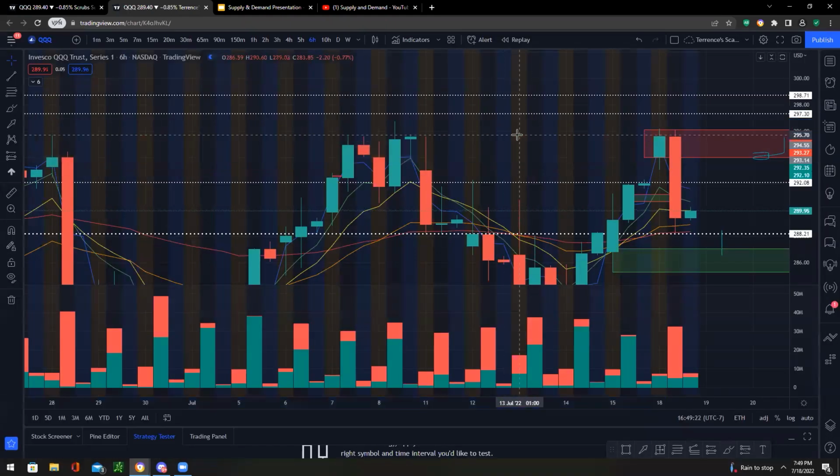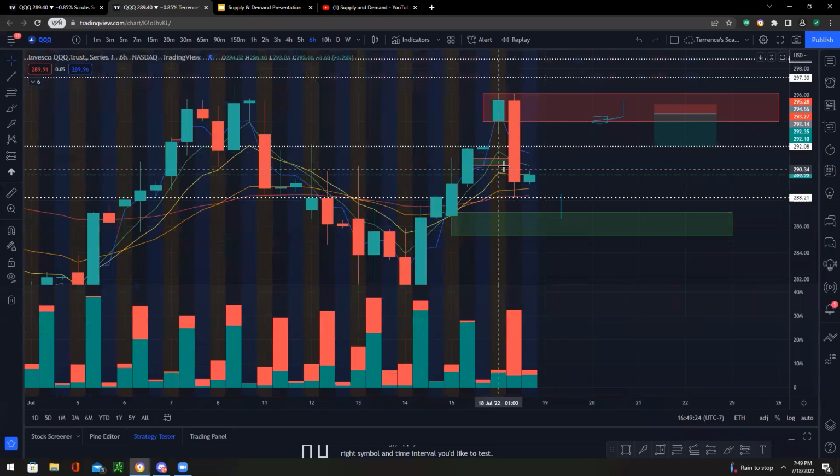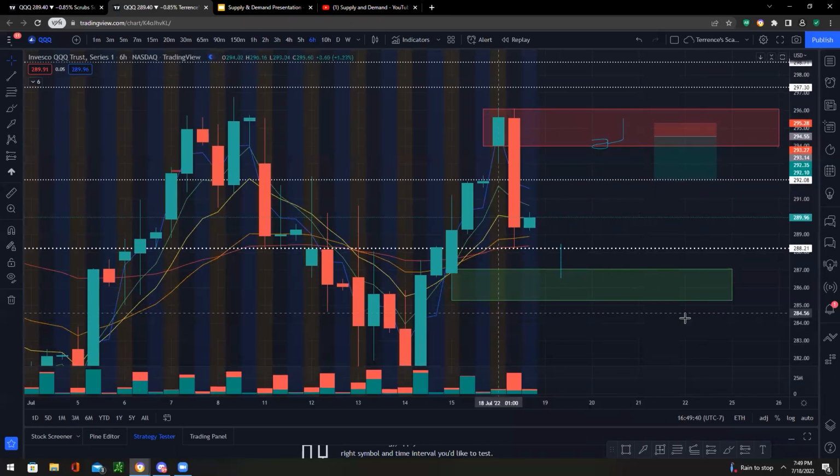So you always want to keep your zones fresh. Right now, these are the two fresh zones, right here and right here. There's probably some intraday zones in between here somewhere, but these are your main zones that formed recently. These are the zones you want to keep until they become invalidated. If price action pierces through here or through here, then they're invalidated. You get rid of them.